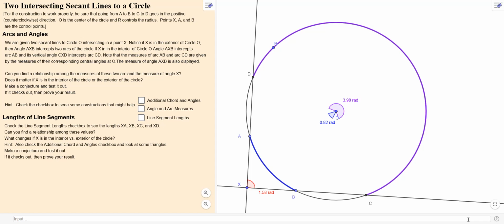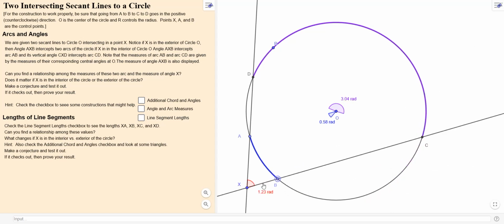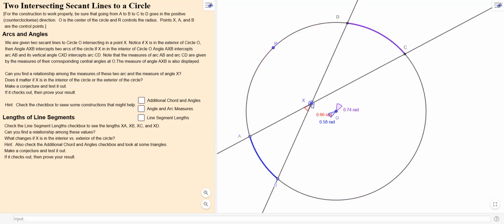Let's take a look at something we kind of looked at earlier in a way: two intersecting secant lines to a circle. In our earlier video in this playlist, we looked at the relationship among this angle here at X, where they meet, and the two arcs that it intercepts, whether they're like this, or if it's inside, that angle intercepts an arc, but then its vertical angle intercepts another arc. So we're looking at those two situations.